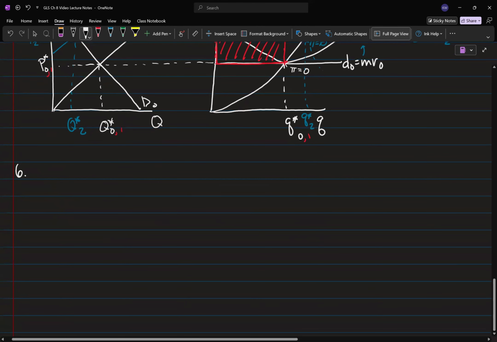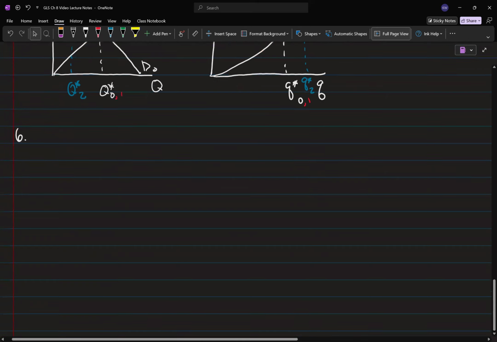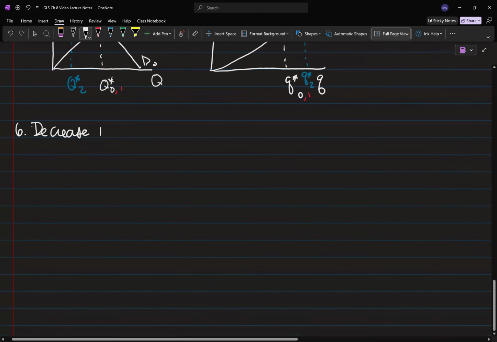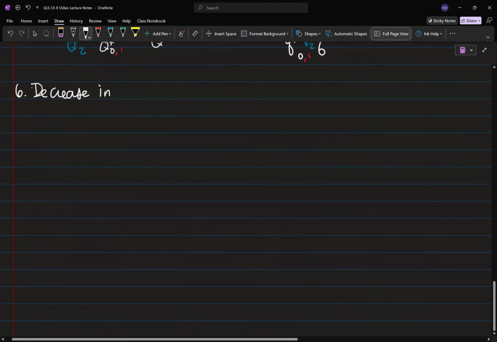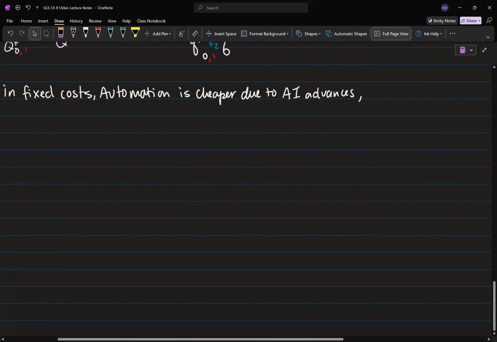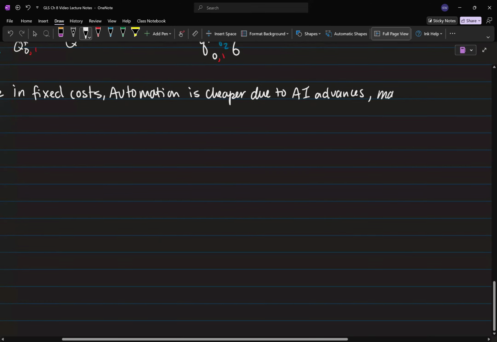Now our last example here, number 6. We had an increase in fixed costs, and now we'll do a decrease in fixed costs. Our example here was that automation is cheaper due to AI advances. And we're looking at the market for lava lamps.